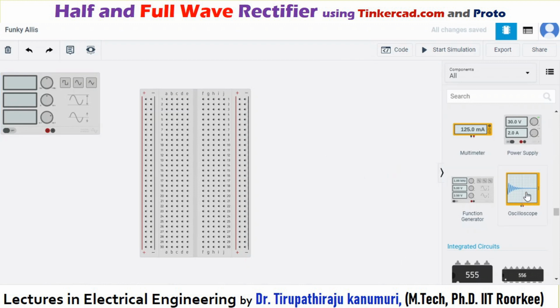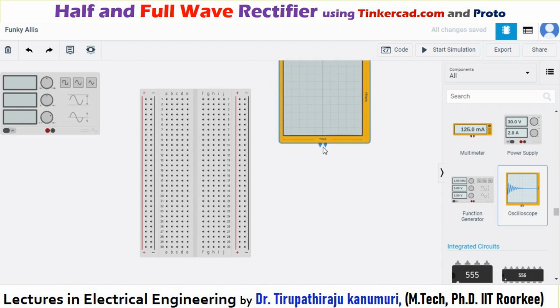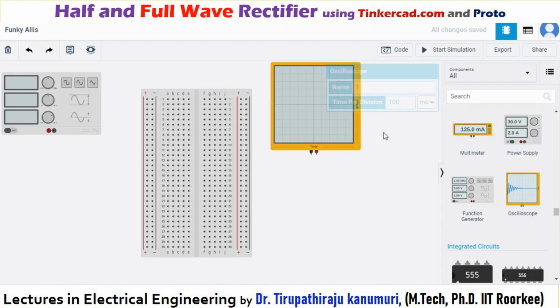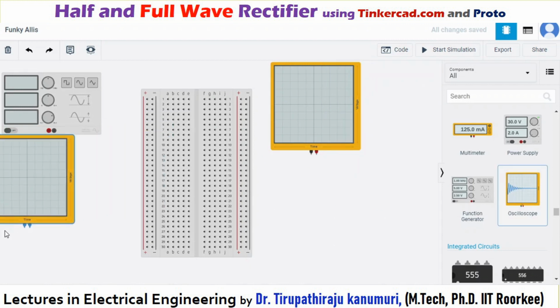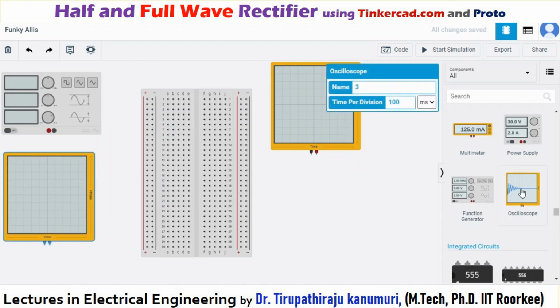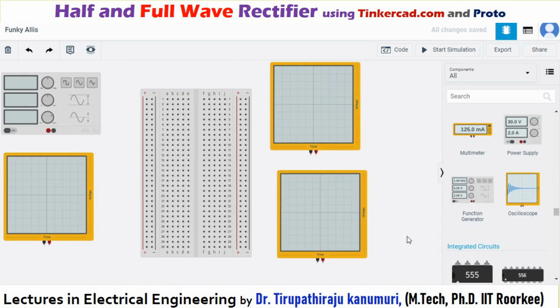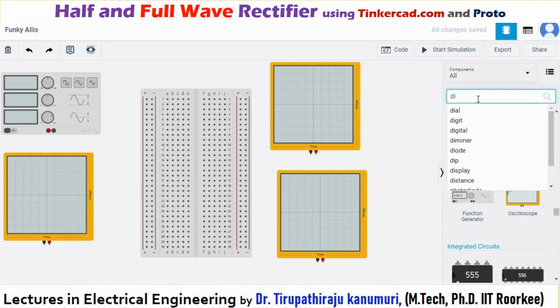Then to measure the output, I need the oscilloscope. I am connecting one oscilloscope to measure the input, and one oscilloscope I am using for measuring your supply voltage, and another oscilloscope I am using to measure the voltage across your diode or across the load, depending on our requirement. After this, the next things that will be required are one diode and one resistor.